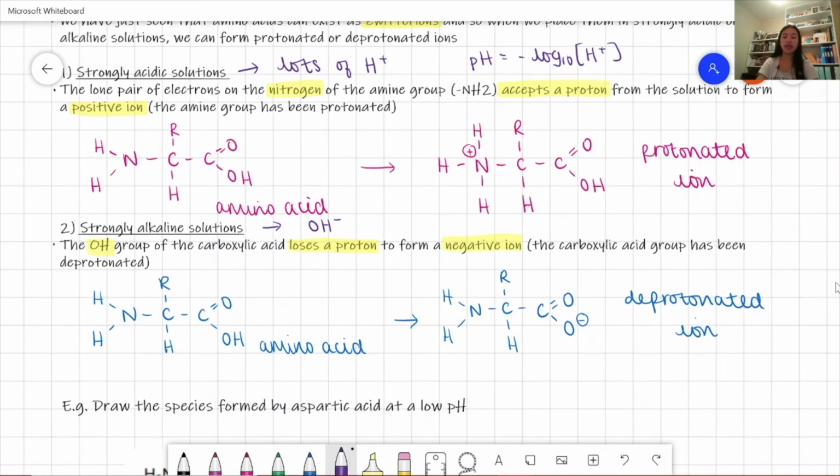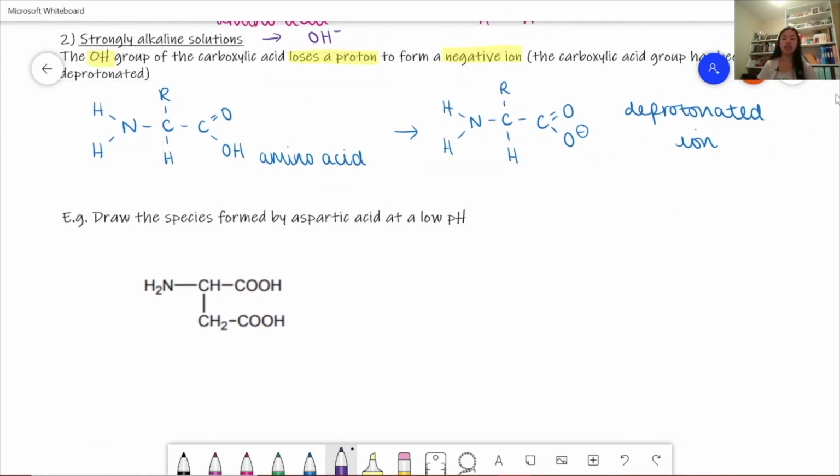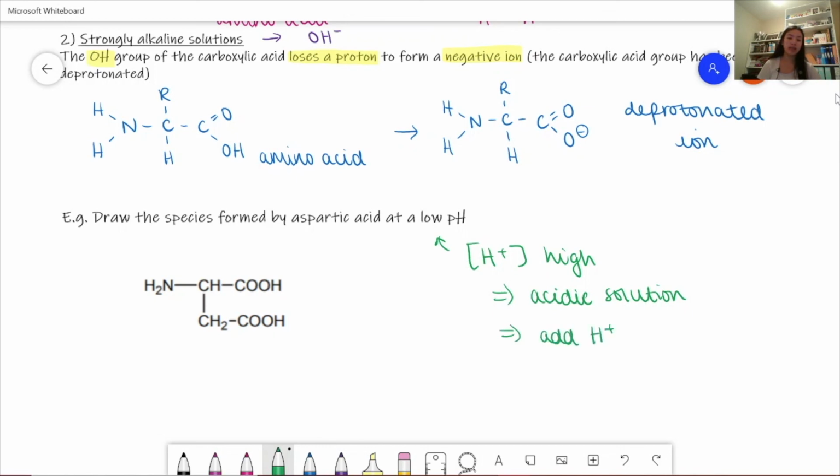So we're just going to look at a quick example, which is to draw the species formed by aspartic acid at a low pH, and it has this structure. So at a low pH, that means we have a very high concentration of H plus ions. And so what this means is that it's an acidic solution. And because there are so many H pluses floating about in the solution, we add an H plus to the nitrogen of the amine group.